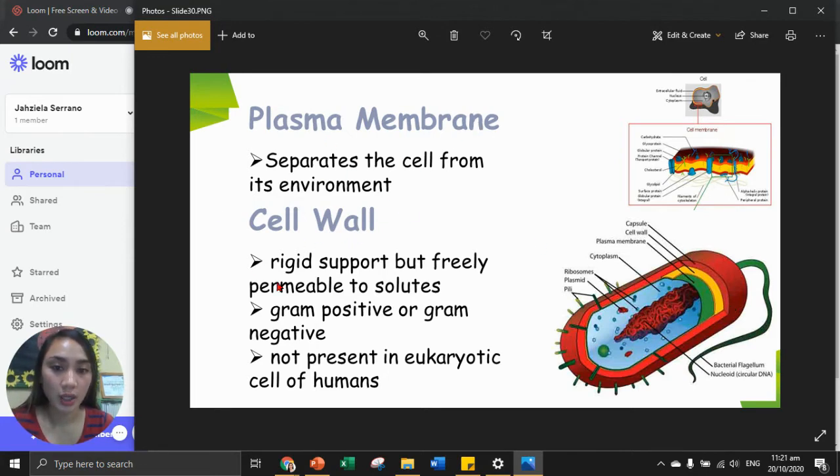We also have the cell wall, which is represented by the yellow one. It's a rigid support but freely permeable to solutes. When we say permeable, it means that almost any substance can go in or out of the cell. So dito sa cell wall, it could be gram-positive or gram-negative. Hopefully, you'll be able to encounter these terminologies when you go to your microbiology. So this cell wall, it's very significant for a prokaryotic kasi it is not present in eukaryotic cell of humans. So remember that na ang eukaryotic cell of animals doesn't have cell wall.